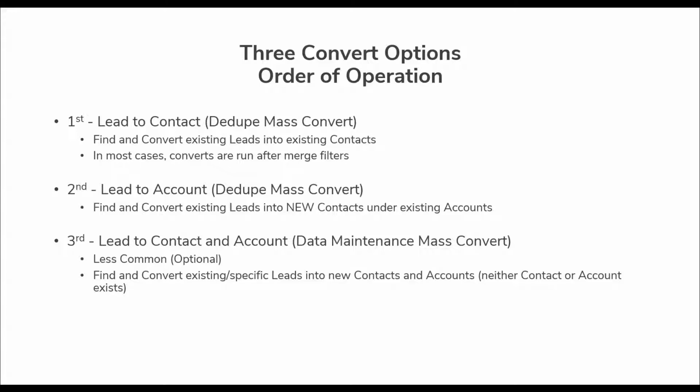But this option is there if you need to find and convert existing leads or specific leads. Say the leads meet a certain threshold and your organization wants to automate the sales conversions, not the duplicate conversions, but the actual sales conversions, so that it's creating new contacts and accounts once it reaches that threshold. So in this particular case, we're typically assuming that neither the contact nor the account exists and that you need to create both.